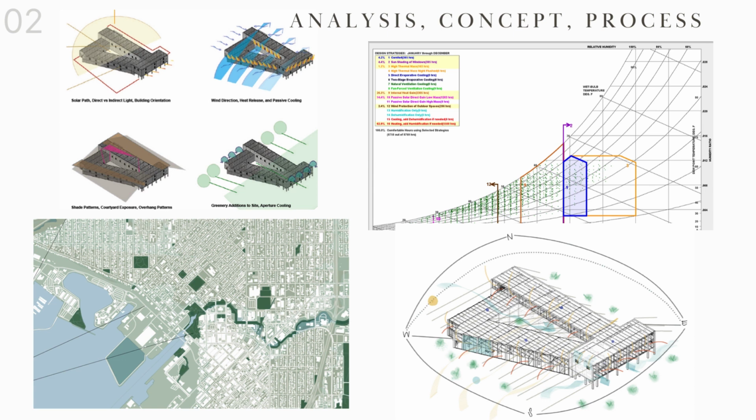And I also found the climate analysis to be extremely helpful in deciding some of my passive systems. I will get a little bit more into that later, but as you can see here, the graph points out some key details that are specific to my site, and I then utilized those and did a little more hand sketching to get some ideas flowing there.